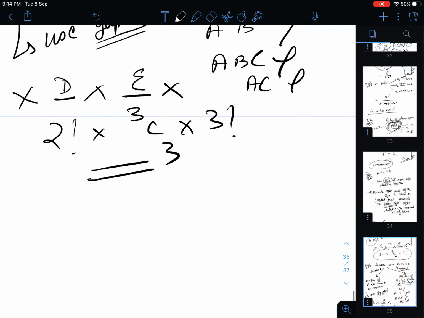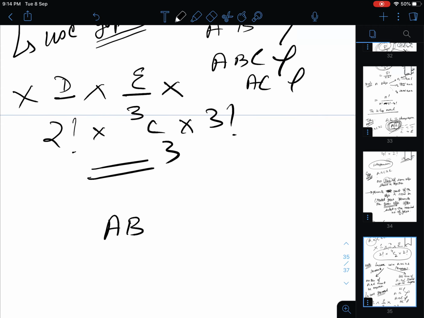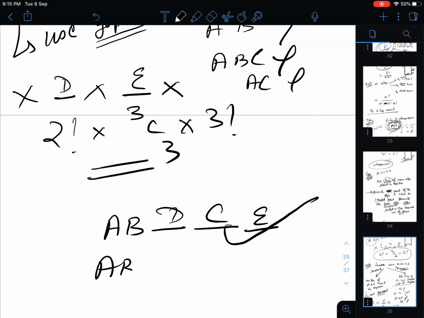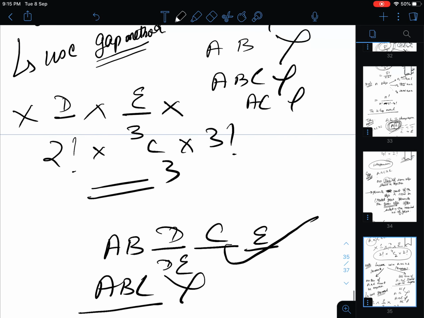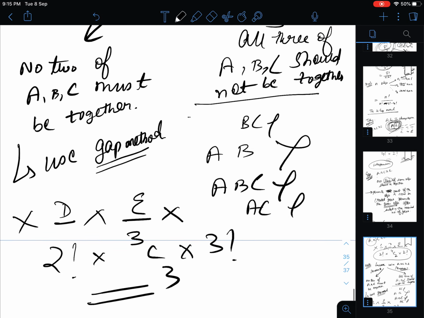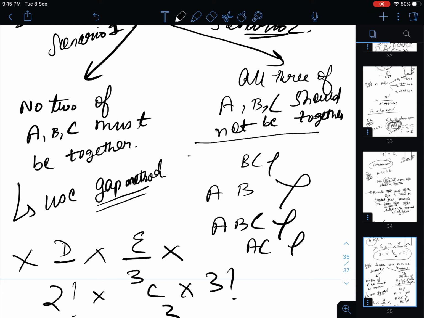All three of A, B, C should not be together means that A, B can be together, but you can have, let's say, D in between and C can be here. This is a valid permutation. And you have E here. This is a valid permutation, but A, B, C together is not a valid permutation. So all three should not be together, but two of them can be together. Note the difference between the first scenario and the second scenario.